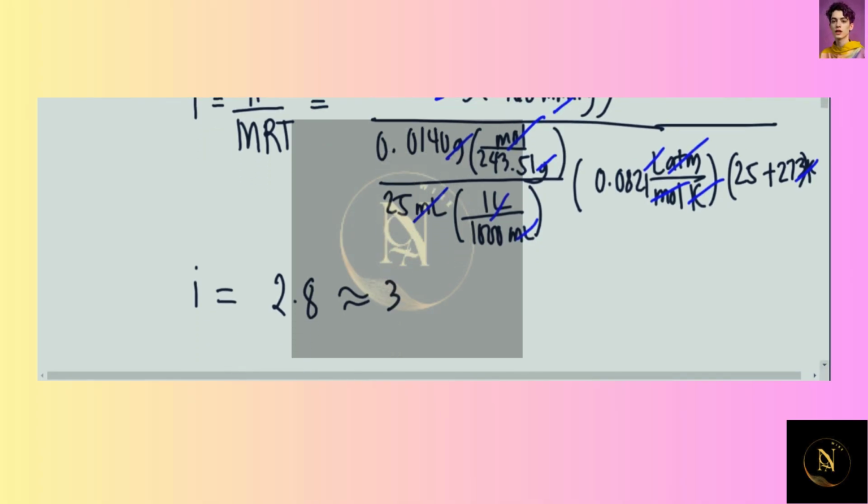So what this means is that for every formula unit of the compound, 3 ions will be formed. Okay, 3 ions will be formed.